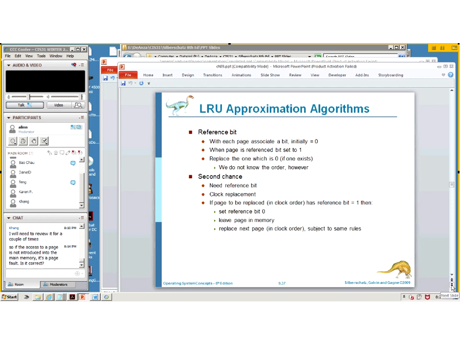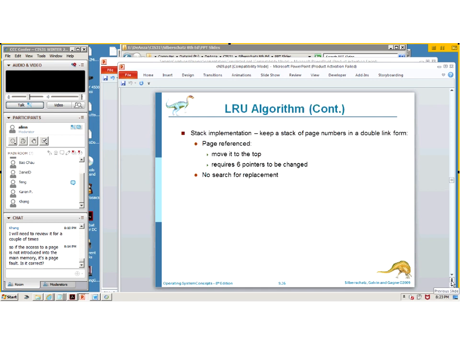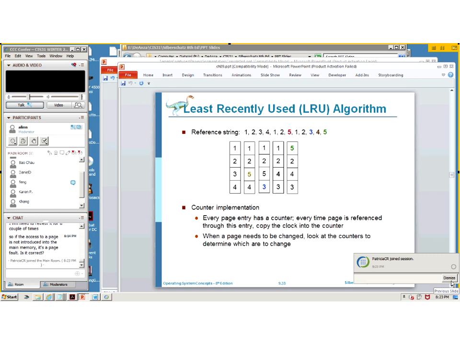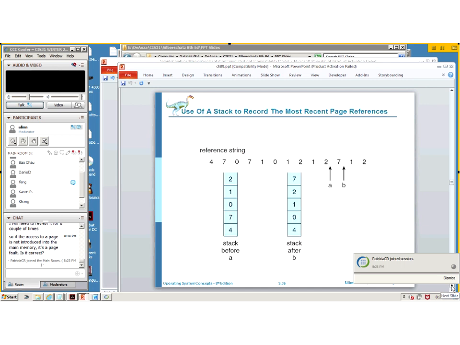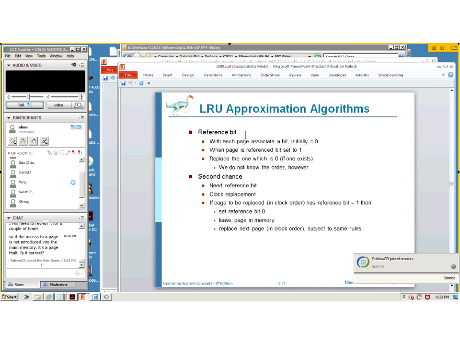Okay, you have this concept. Least recently used algorithm. Yeah, that uses a timestamp. Now there are approximations. Remember I said it's difficult to implement this? There are different algorithms that try to approximate this. And one is not used recently, NUR, and the other is second chance clock replacement algorithms.